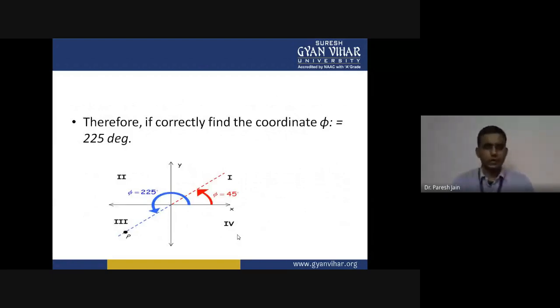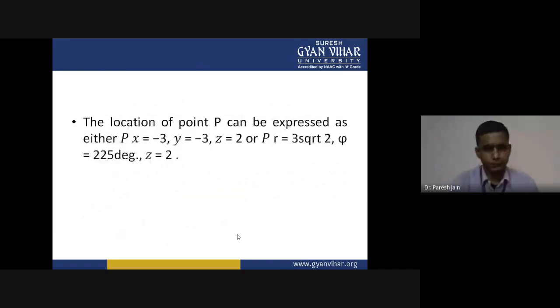It is shown in the figure that the 45 degrees is the inclination from the origin, and it goes into the third quadrant. So with respect to x, it becomes 45 degrees, and the new phi is 225 degrees in the case of the third quadrant. So the location of the point P can be expressed as either P equal to -3, -3, and z equal to 2, that is -3, -3, 2, in the rectangular or Cartesian coordinate system.